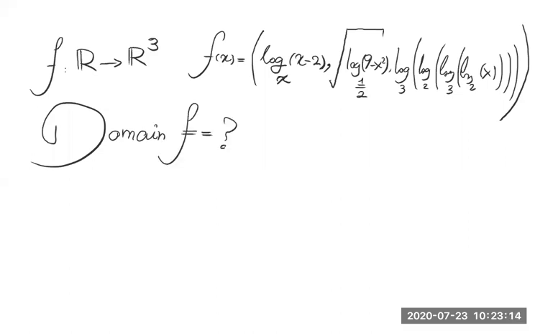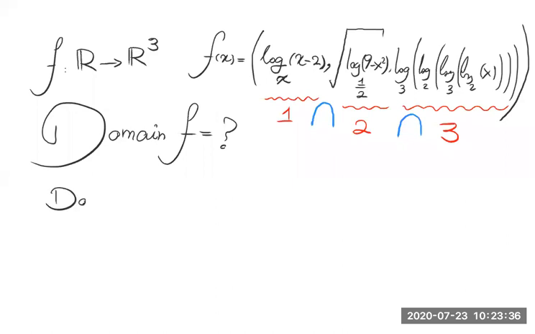Now it has 3 parts. We should find the domain of the first component, the domain of the second component, and the domain of the third component. We should take the intersection between these 3 domains, and that would be the final answer. So start with the first one. Find the domain of log of x minus 2 in base x. What is that?